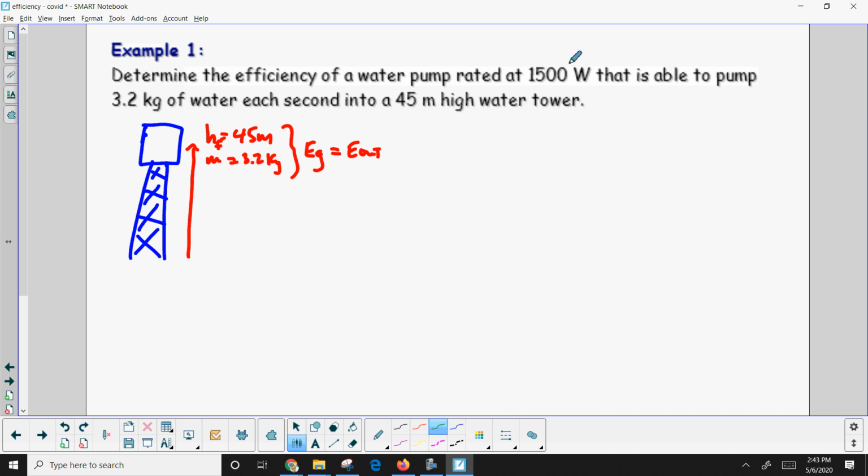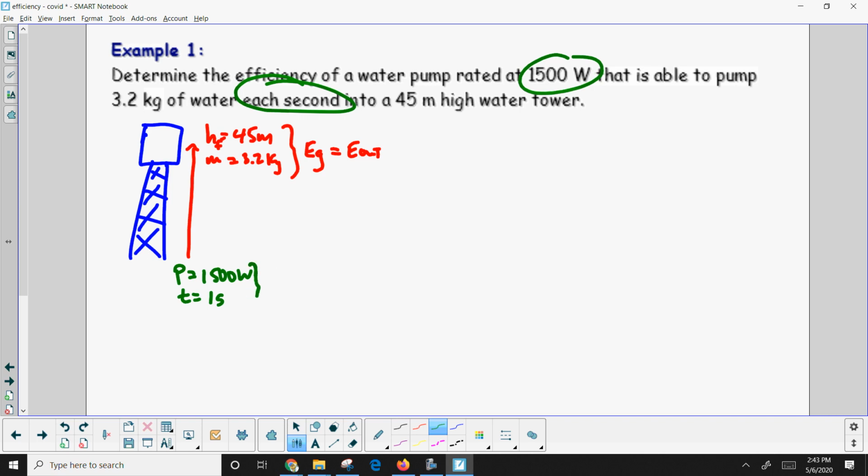Now, what do we know? We know the power of the pump. It's usually at the bottom over here, so I'm sketching it over here. And I also know that we're pumping this many kilograms every second, so we have a time over here. It's kind of hidden, but it's there. Now remember, this quantity is an exact quantity because it's written out, so we're going to assume an infinite number of significant digits here. Just something to keep in mind.